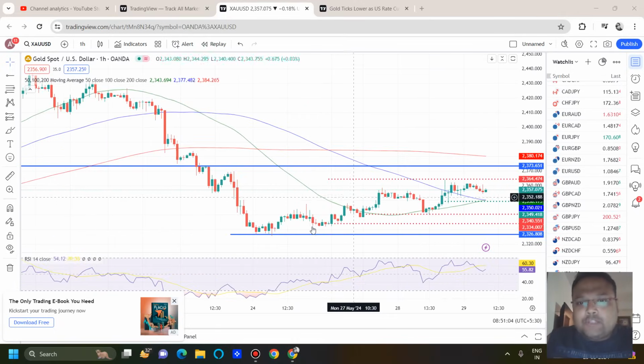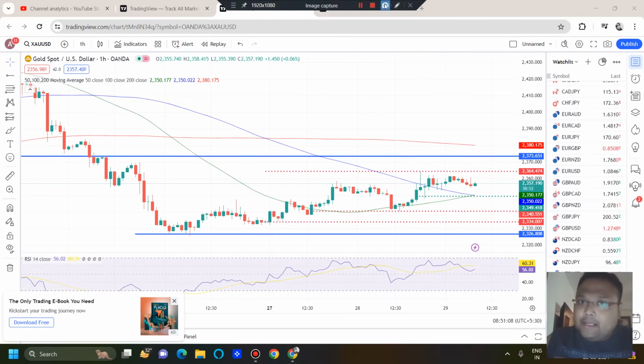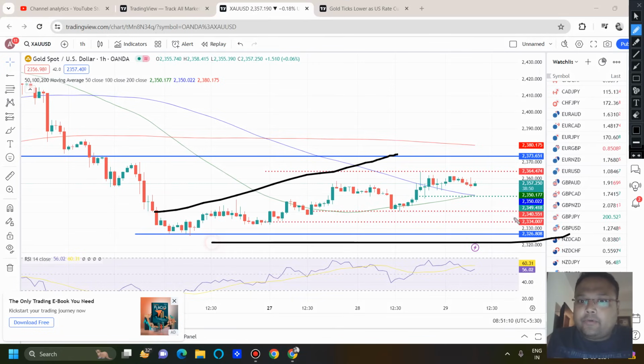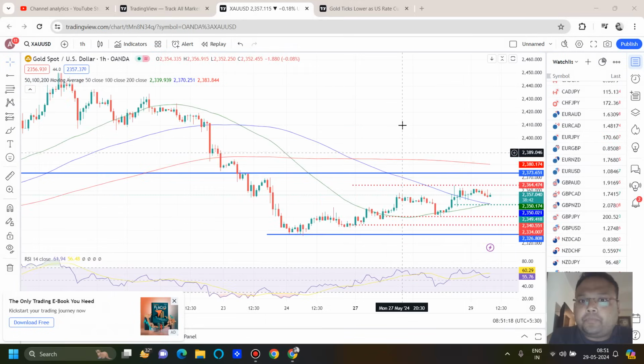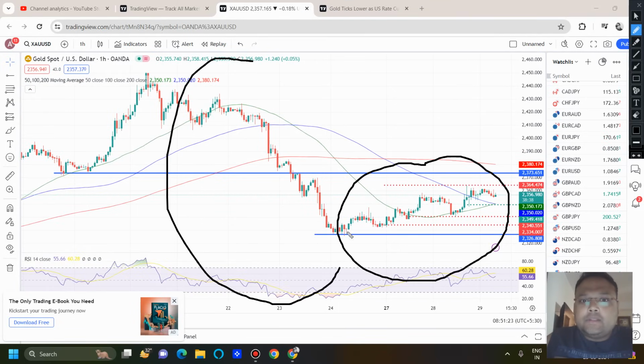At this moment, if you look at the chart of gold carefully, technically the market is in an uptrend. Why? Because we can clearly see the market forming higher highs and higher lows. But if we compare this, we can see that in comparison to this selling force, this upside is very weak.